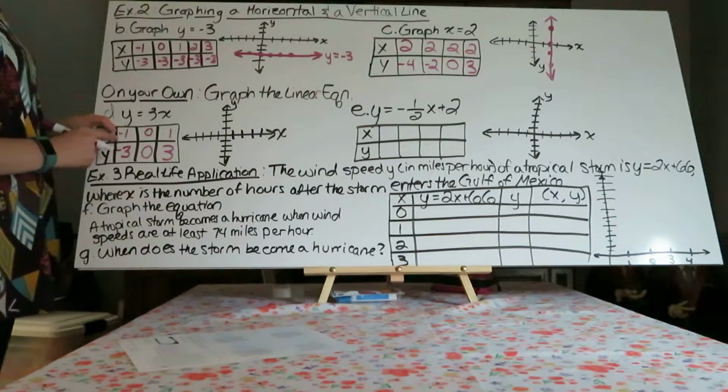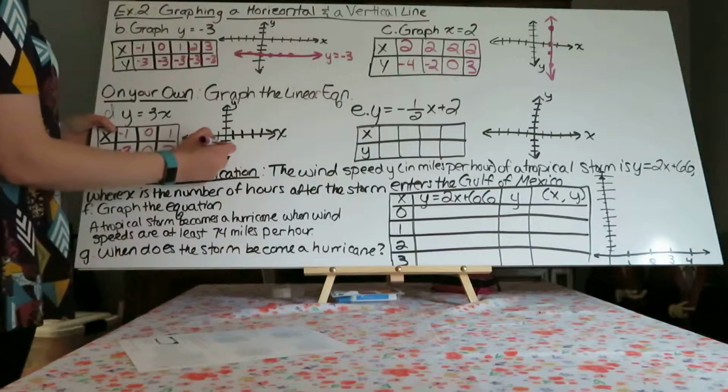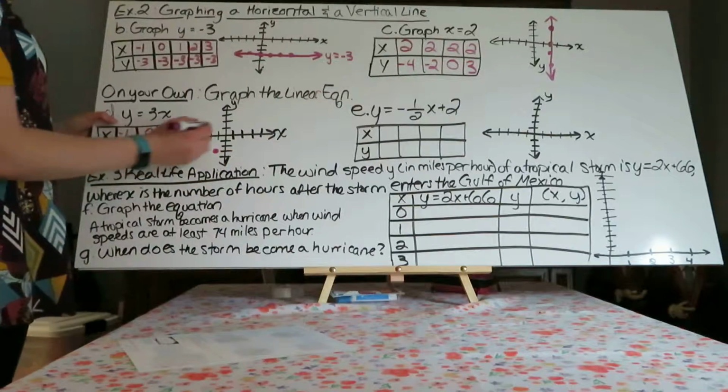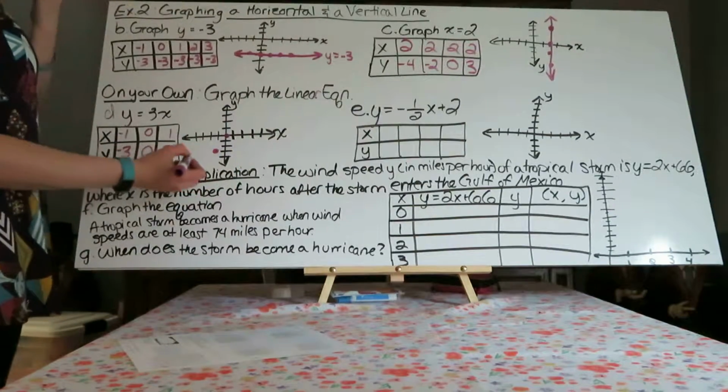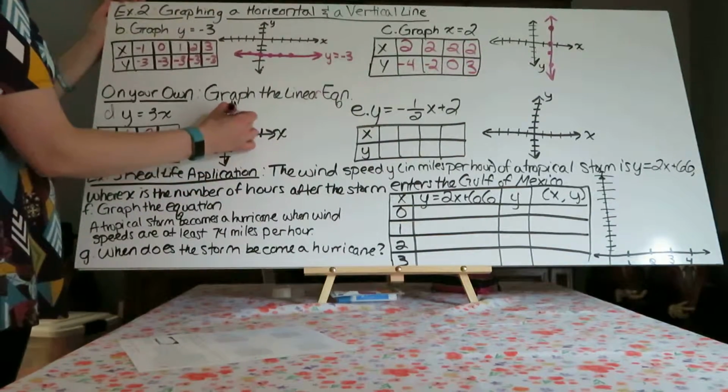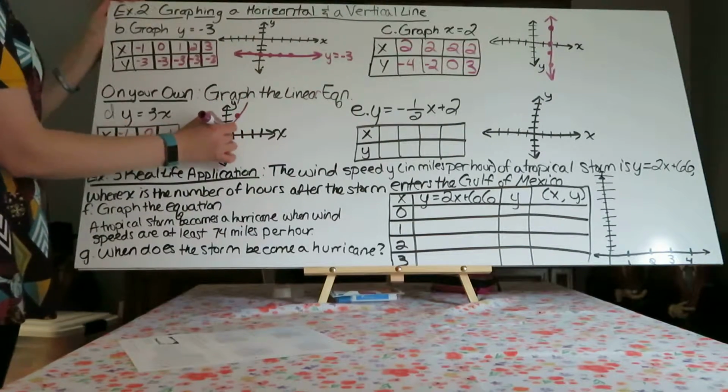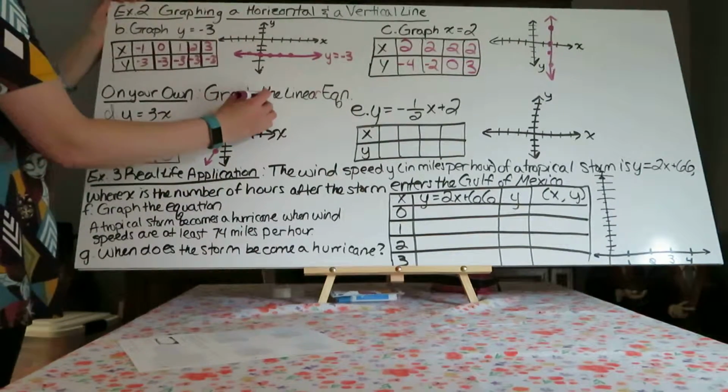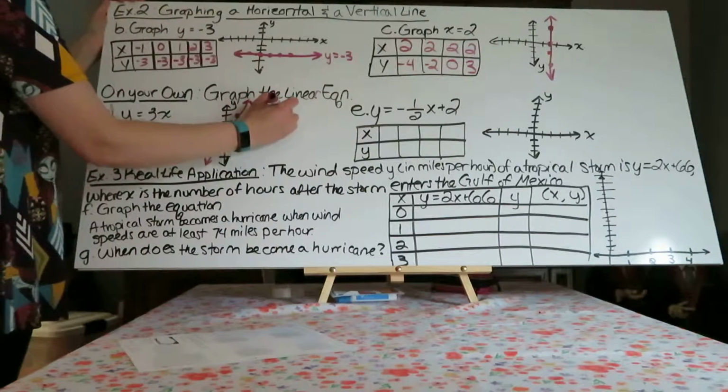So these are my ordered pairs: negative 1, negative 3. So negative 1, down 3. There we go. 0, 0 is the origin. And then to the right 1, up 3. I'm going to connect my points. Last thing I need to do, label y equals 3x.